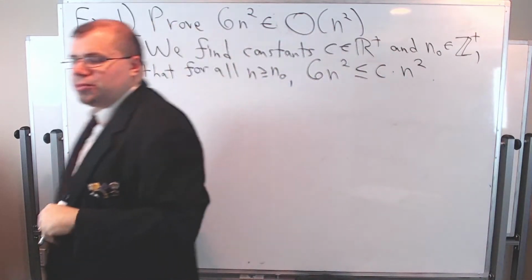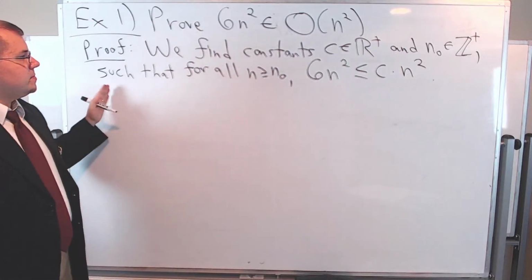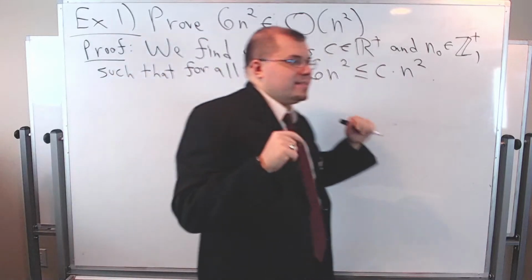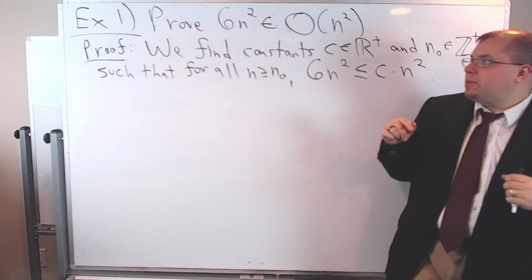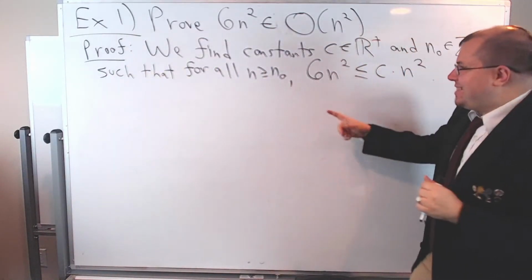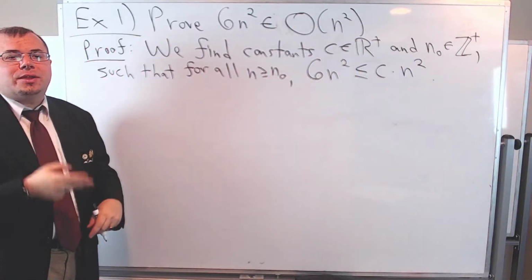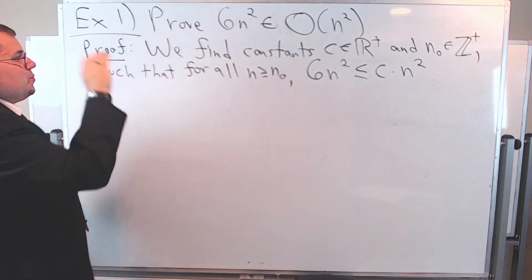So that's what I've got to prove. So that's the strategy. I'm just going to find these two constants, and if I do, such that they satisfy this inequality for all n greater or equal to n0, we're done. Okay? So that's it. Now all we have to do is figure out a c and an n0 that work. So what are we going to do?